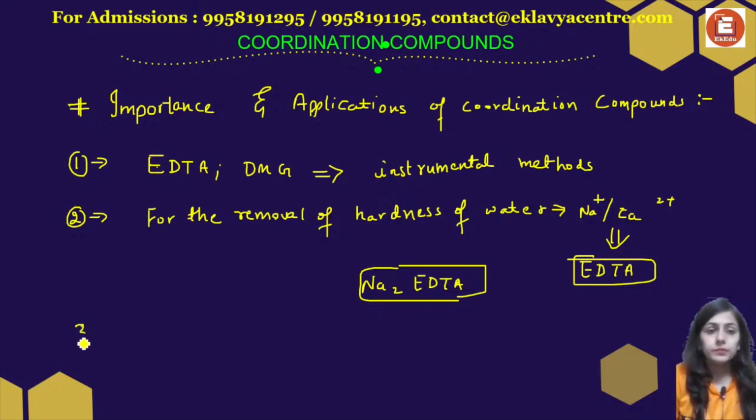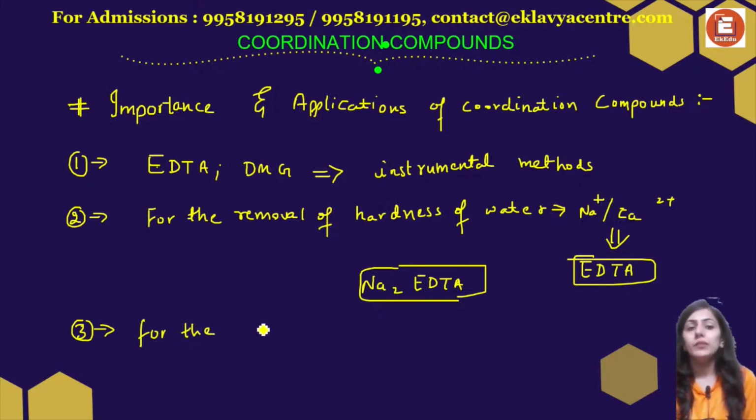Third point, we can use coordination compounds for the extraction of gold. Like I have taught you in the sixth chapter also how to extract gold.